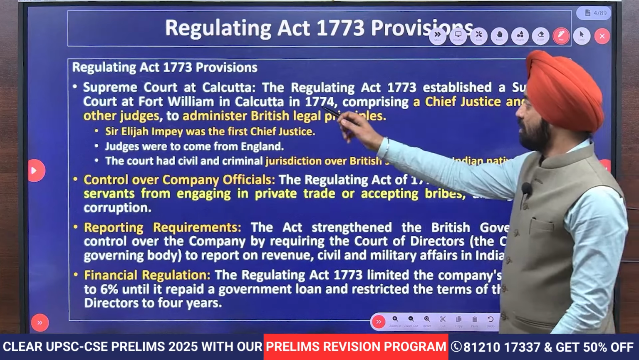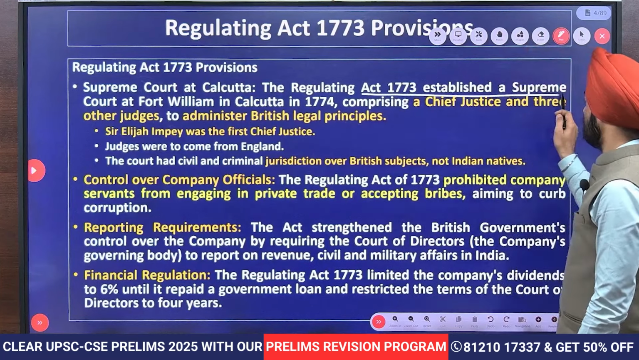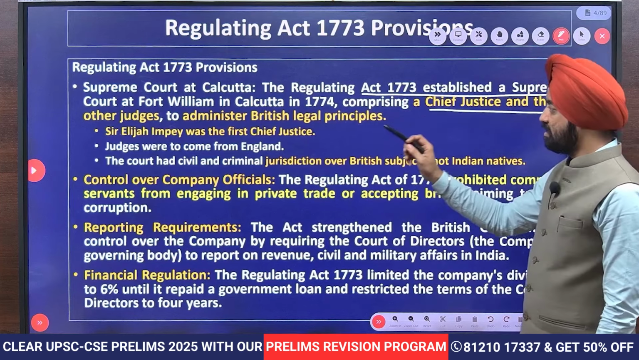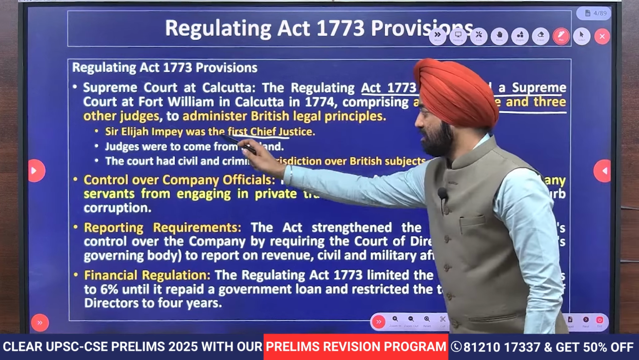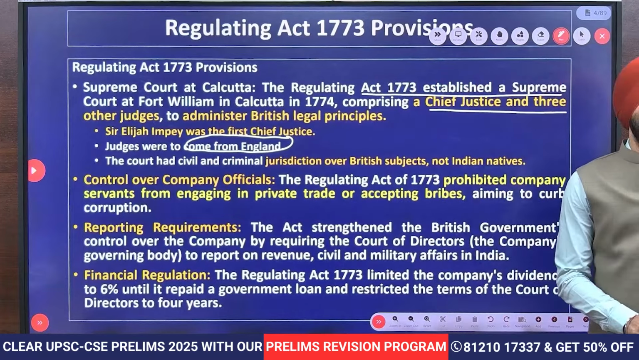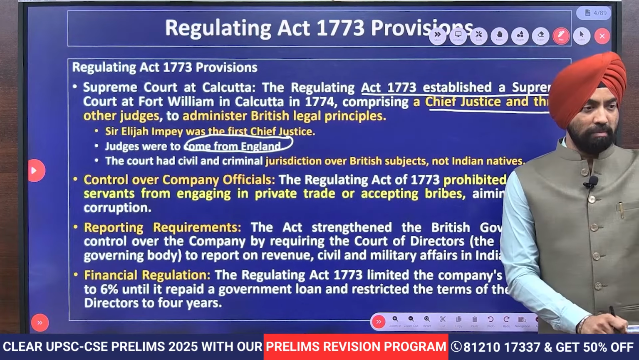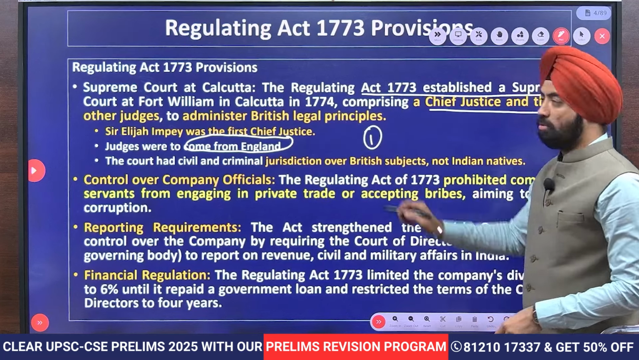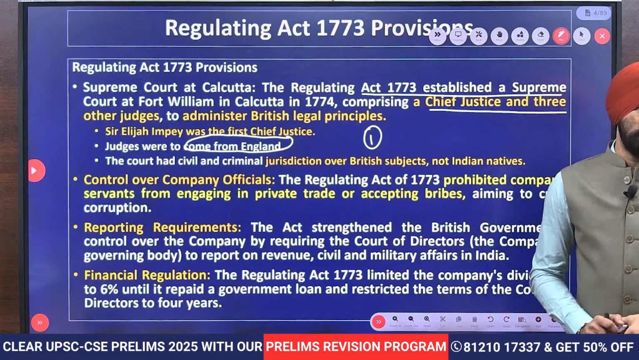The Supreme Court at Calcutta: the Regulating Act established a Supreme Court at Fort William in Calcutta, with a Chief Justice and 3 other judges. The judges came from England. So what does it mean? All the judges were primarily Britishers. So if he gives a statement that 1 Indian judge was involved, that would be a wrong statement, right?